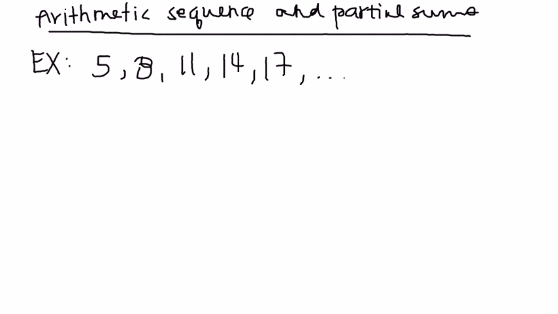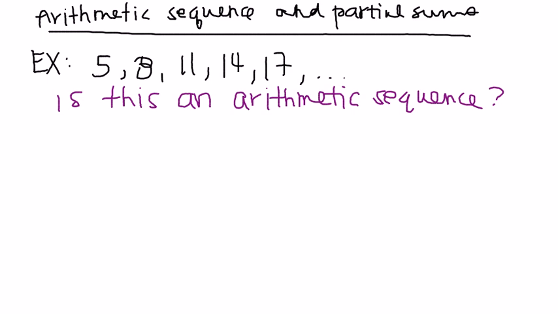So you see I have a sequence. It starts off with 5, and then we have 8, 11, 14, 17, and so on. Now, the thing is, is this an arithmetic sequence?